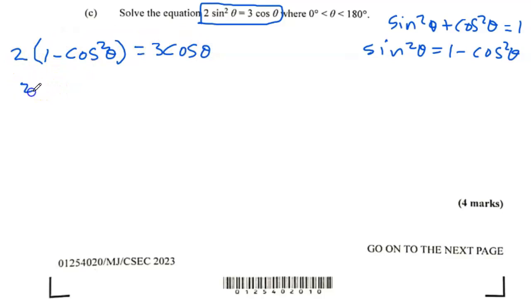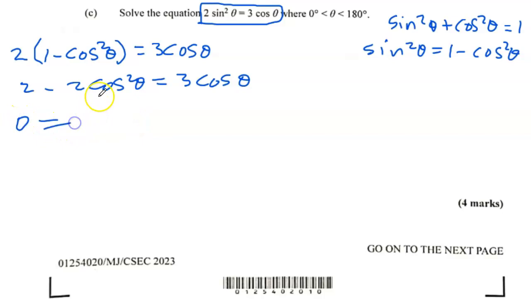Distribute the 2, so we end up with 2 minus 2 cos squared theta equal 3 cos theta. And of course we can group everything on one side. Since it's a quadratic, I personally like to have my squared term as positive, so I bring over the -2 cos squared. I end up with +2 cos squared, and then I'll have +3 cos theta. And the 2 also goes on the right hand side, so it's now -2.